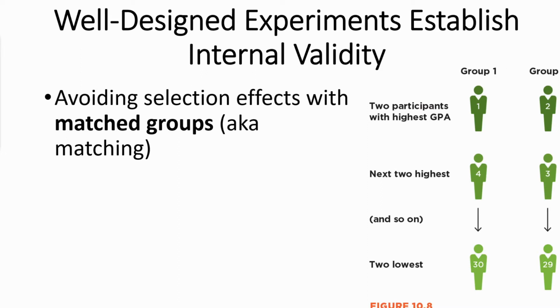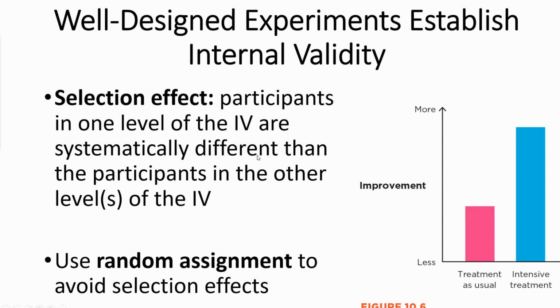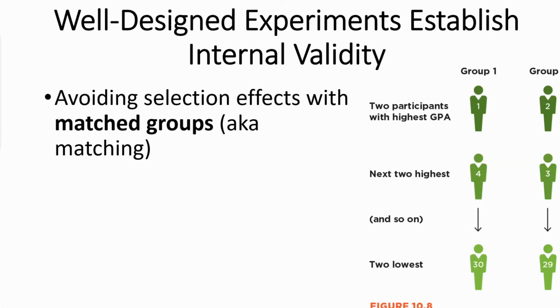We've talked about random assignment to try and get rid of those selection effects. But there's another option that you can also use, and this is called matched groups or matching. Instead of just randomly assigning people into group 1 or group 2, into intensive treatment versus normal treatment, you could also try and control for some extra things. So in cases where random assignment doesn't necessarily work, you might be able to use this matched sampling method.